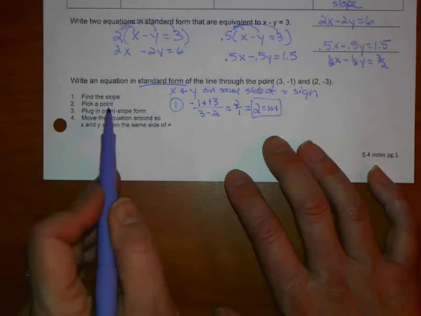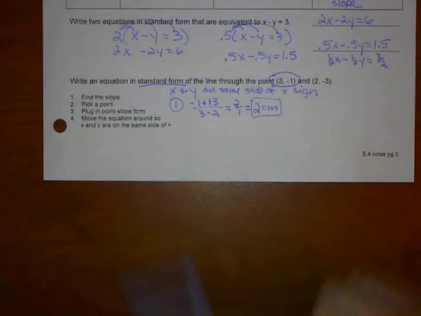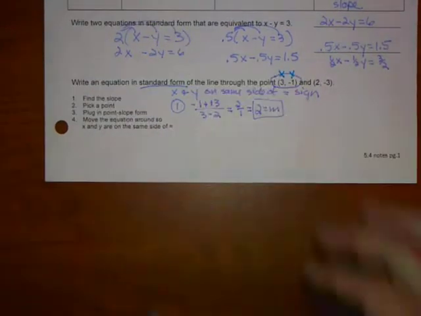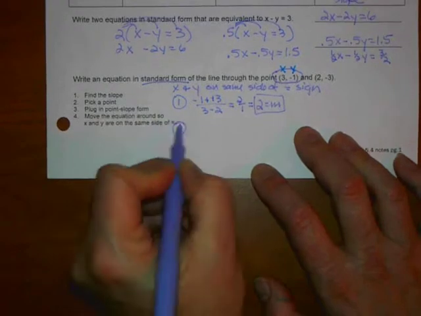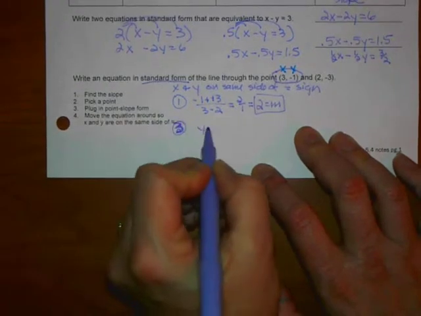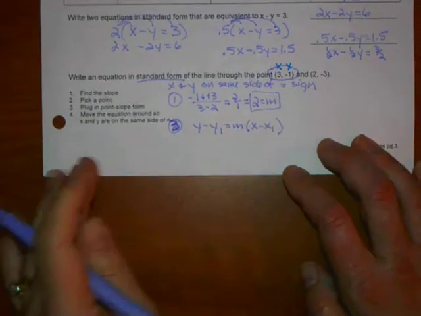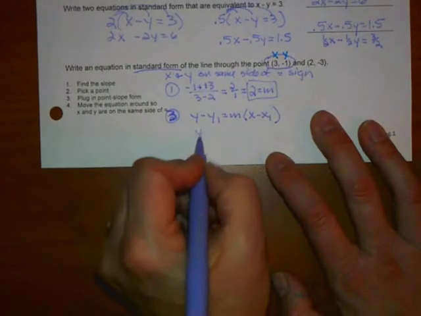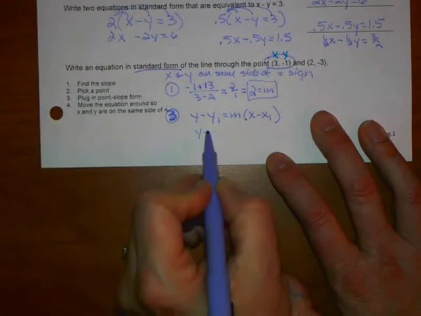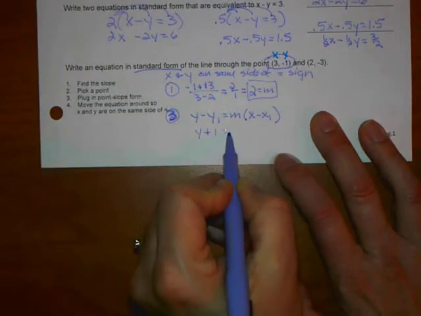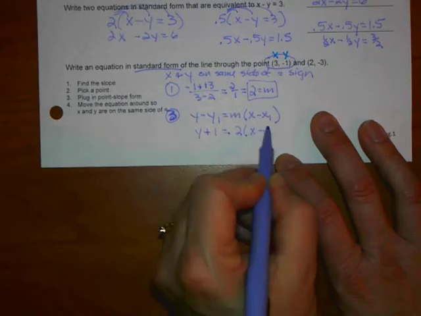Then pick a point. It doesn't matter which one. I picked this point. Remember, this is x, and this is y. And then you plug it into point slope form. So this would be number 3. Plug into point slope form. Here's point slope. And you just plug in what you know. Y minus this y, which is a -1. So this is going to become plus 1. The slope is 2. X minus 3.